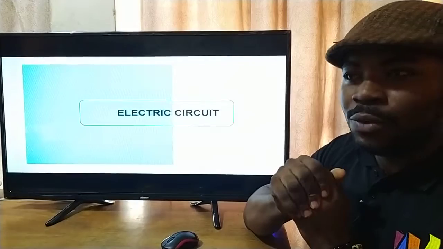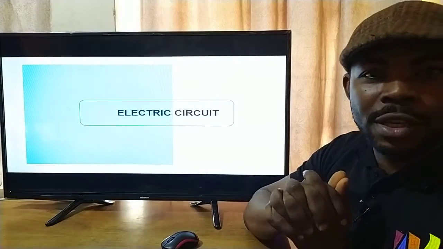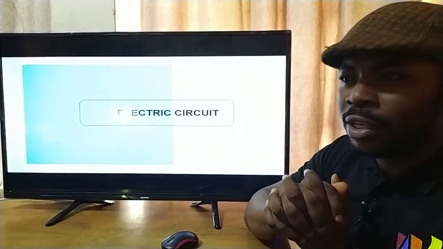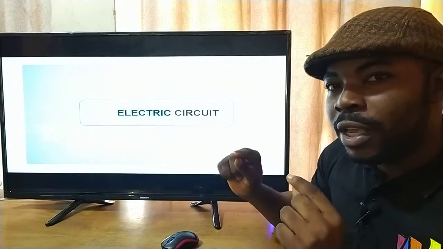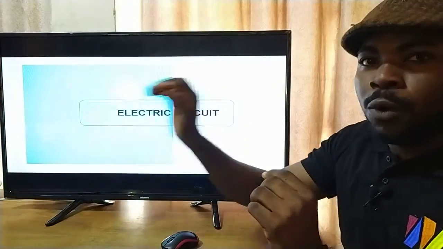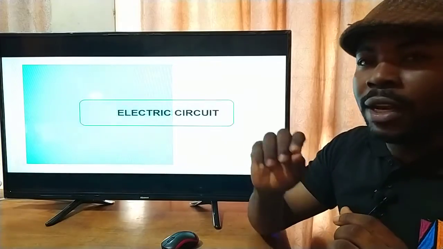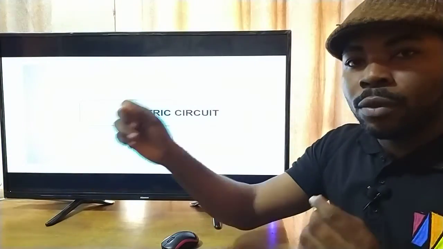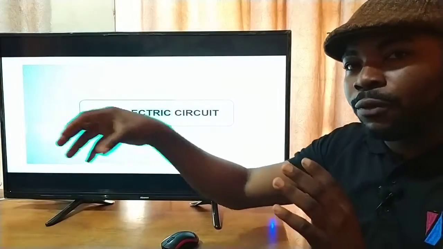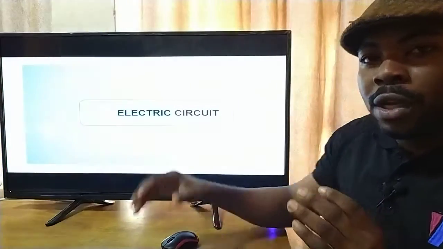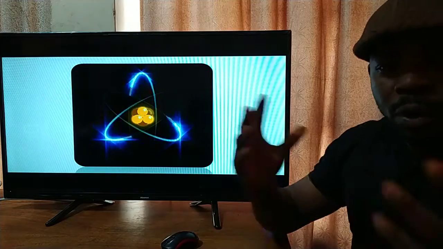In our previous class, we looked at electricity and how we generate electricity, and we know that electricity is the movement, or if you would say, the flow of electrons from one point to another. If an electron moves from point A to point B, then we know that there is electricity. So electricity is the flow of electrons from one point to another.